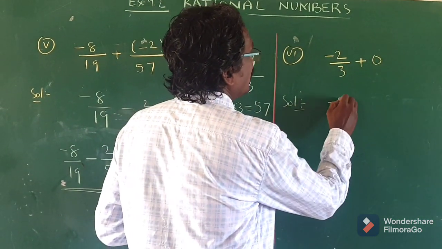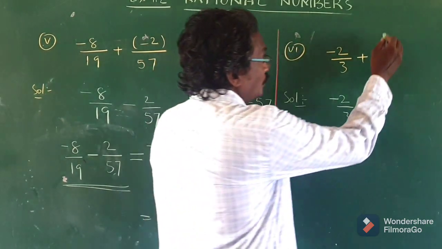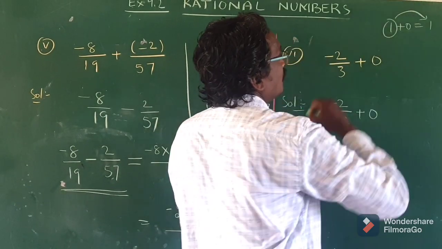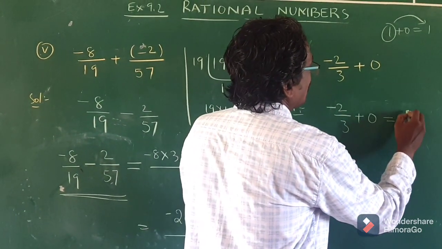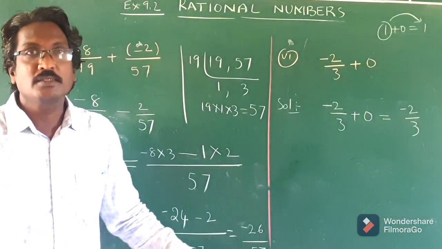Now see here, this one is simple: minus 2 by 3 plus 0. You know very well that 1 plus 0 is equal to 1, we will get the same whole number. So here also you will get minus 2 by 3. Did you understand this one?